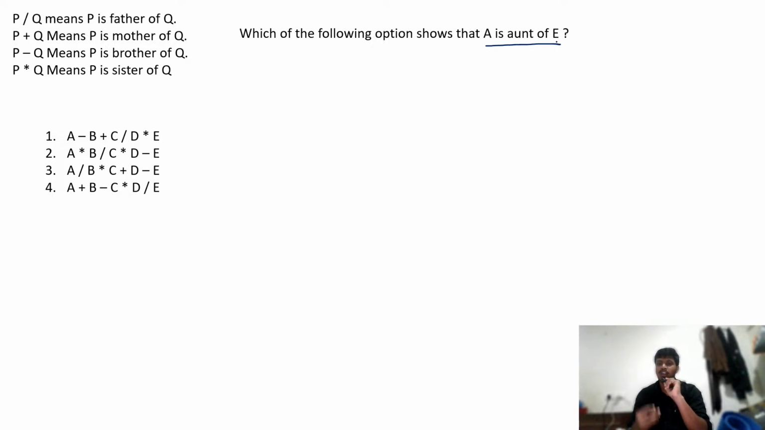That means you already know the answer. You need to find out the question there. You are having four options. Out of these four options, only one is going to give you the answer as A is aunt of E. You need to find out that one.